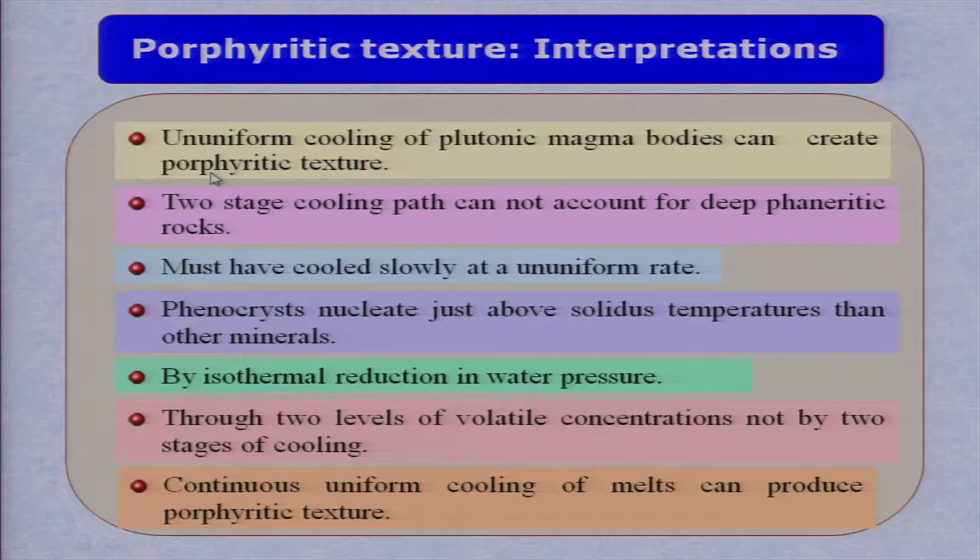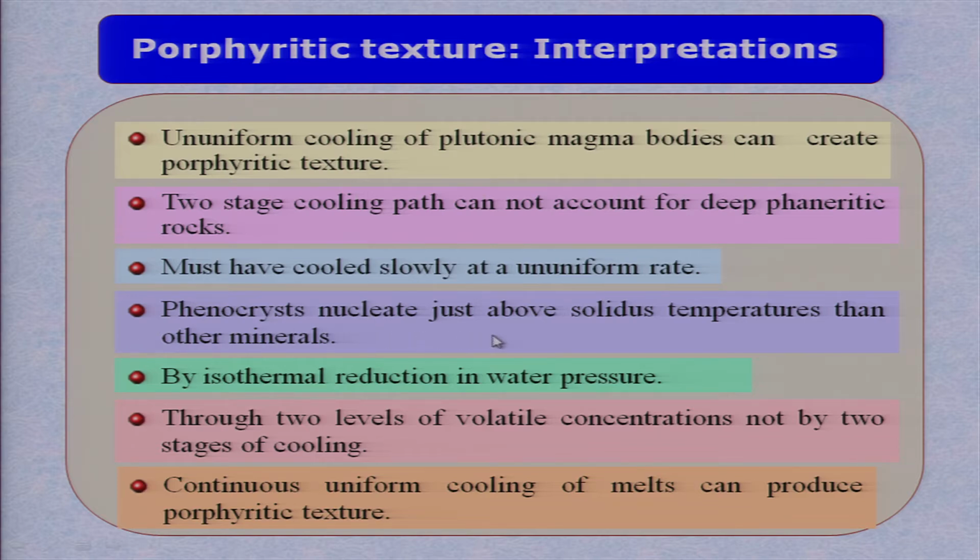Now, what is the interpretation? How have these porphyritic textures been formed? What is their petrogenetic interpretation? I will focus one by one. Non-uniform cooling of plutonic magma bodies can create porphyritic texture. A two-stage cooling path cannot account for deep phaneritic rocks. It must have cooled slowly at a non-uniform rate. The rate of cooling is non-uniform. Therefore, you have two size crystals.